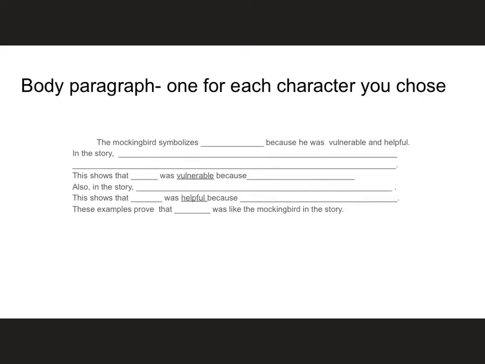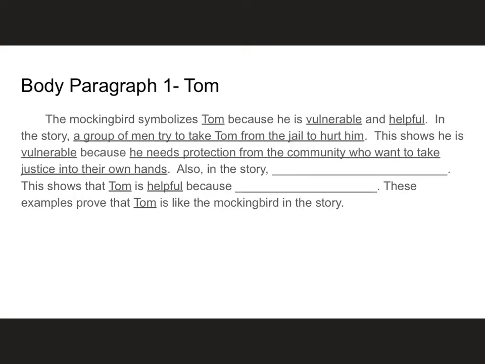So you're going to fill in the name, and then you're going to give examples of how they were vulnerable and how that character was helpful. Again, one paragraph per person. So here is our first paragraph, our first body paragraph. It's going to be about Tom.